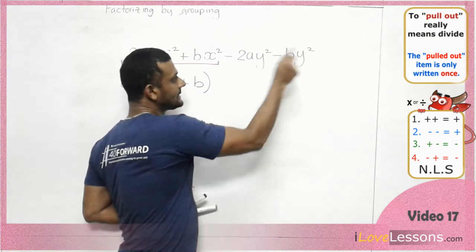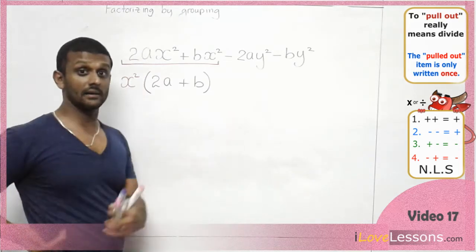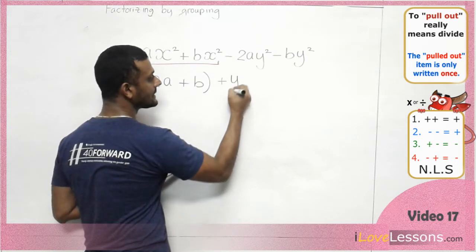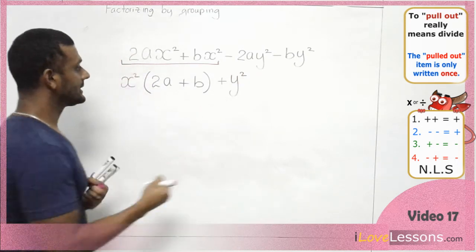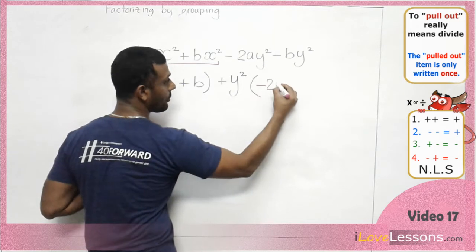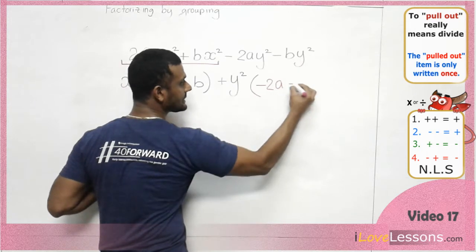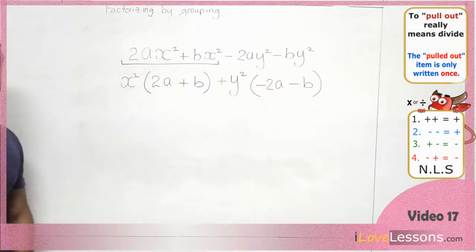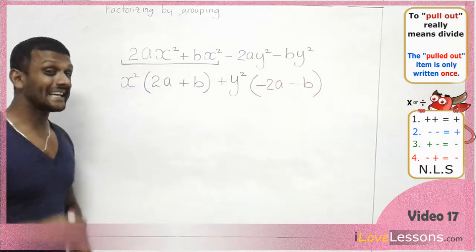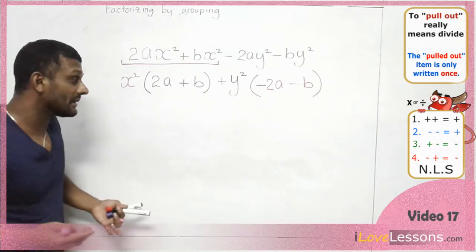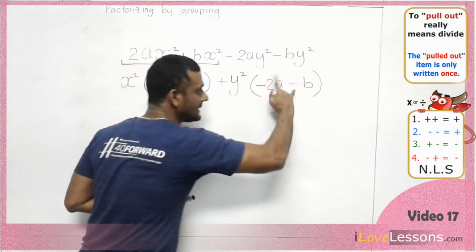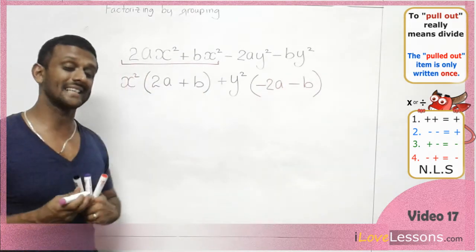What's similar between these two? The y squareds. That's the only similarity between those two. So I suggest we pull out the positive y squared. If we do this, we will be left with minus 2a, because we're only pulling out the y squared, and we'll be left with minus b. We have a slight problem. The two items in the brackets are not exactly the same. They look similar, 2a and b, 2a and b, but these have positives and these have negatives. They are not exactly the same.